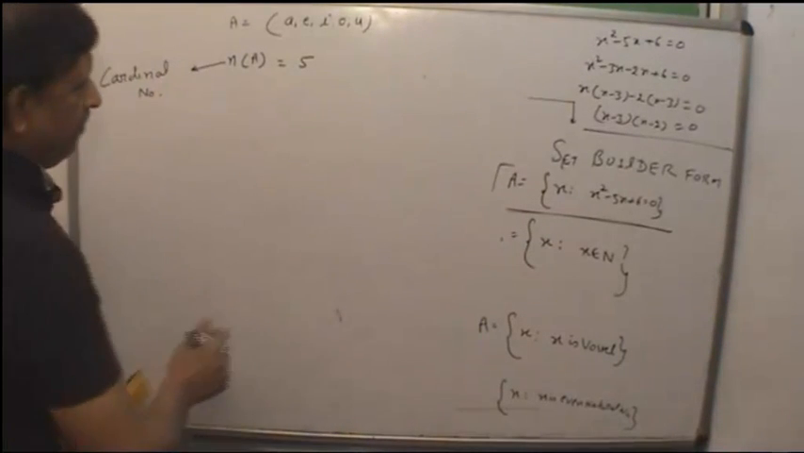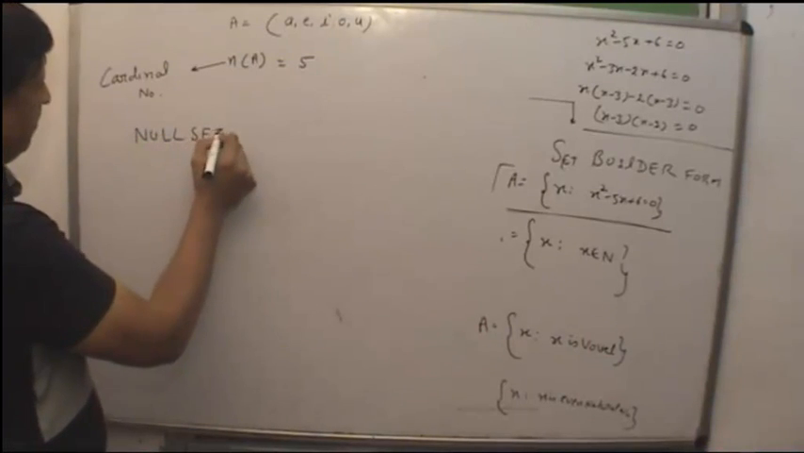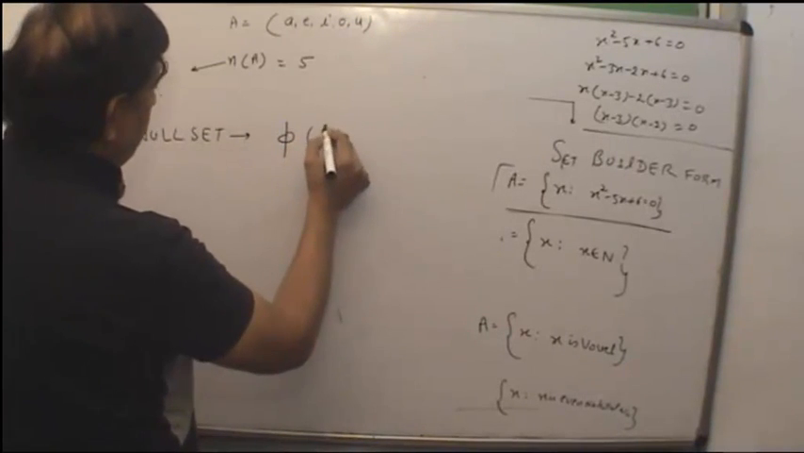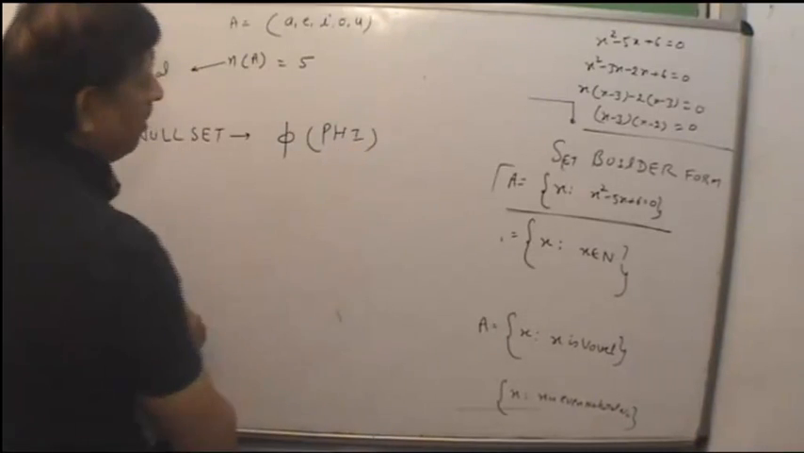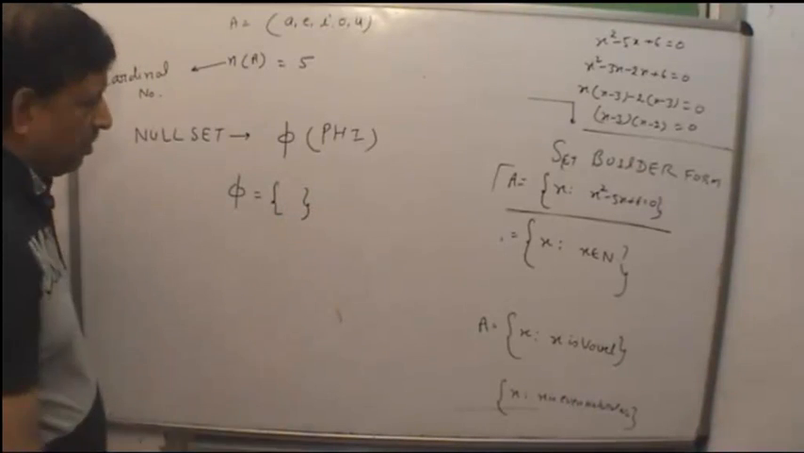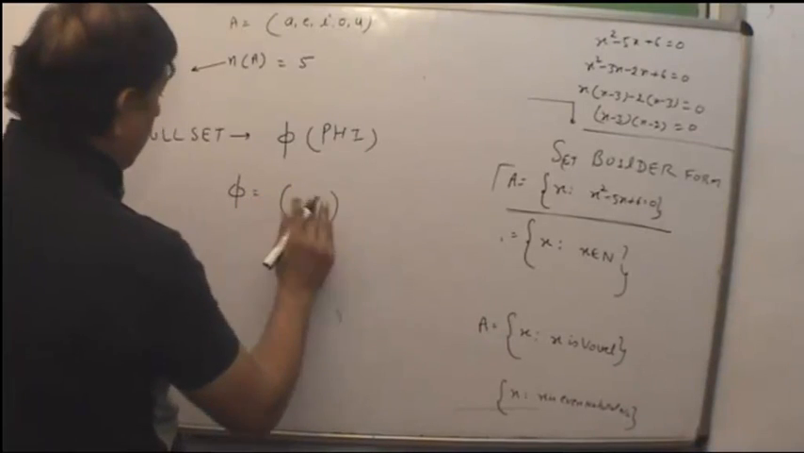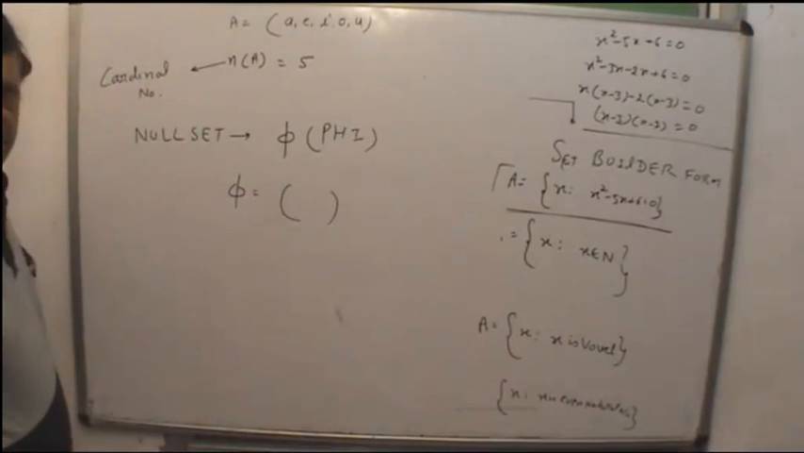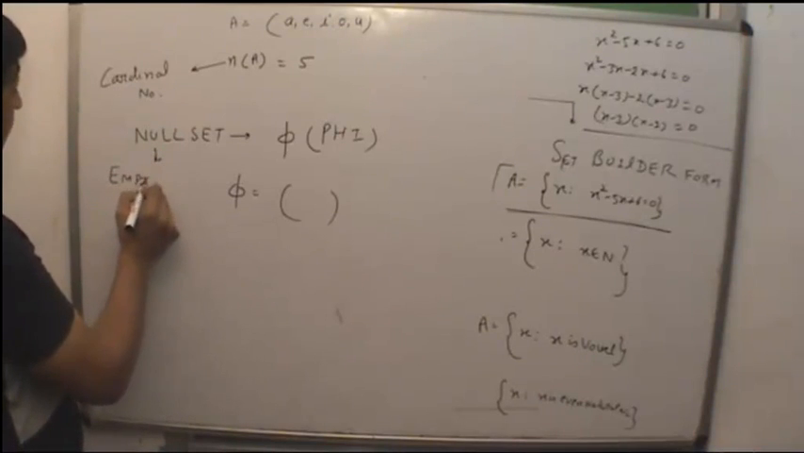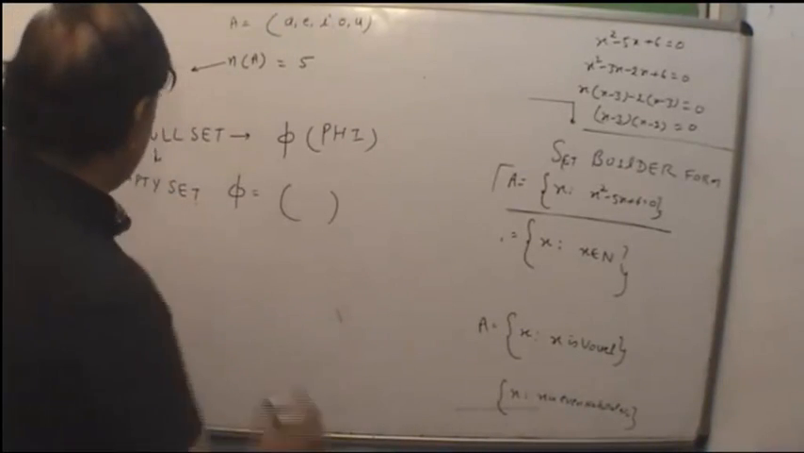After that, we see the null set. What is a null set? We denote it by the letter phi, P-H-I, phi. The null set is the set which contains no element. Or we say it is an empty set, also called a void set. It does not have any member.